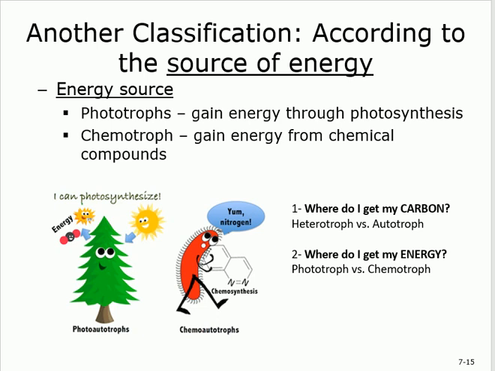The other way to classify is what's your source of energy. If your source of energy is photosynthesis, which means you get it from the sunlight, I call you phototroph. What does troph mean? Feed. Photo means light. So phototroph, you feed on light. Photosynthesis. Sun. What's the example of that? Plants, right?